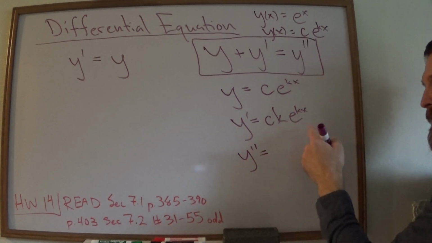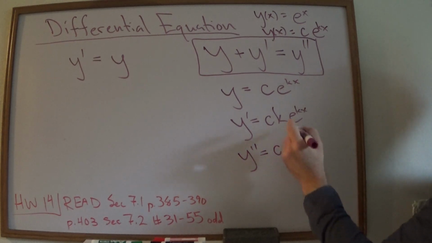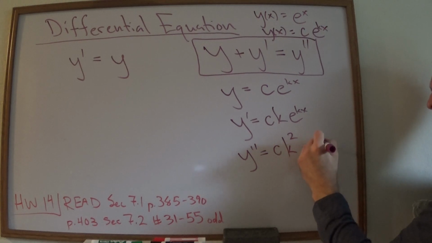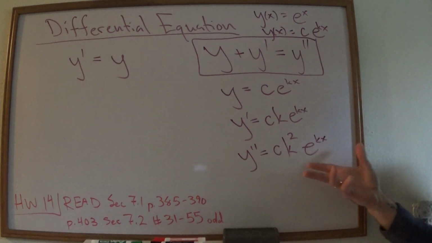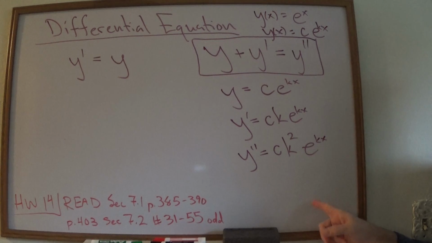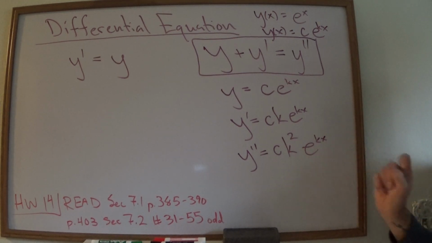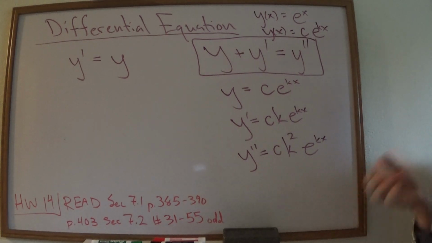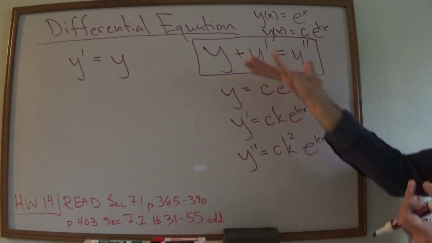c times k times k, or how about k squared, times e to the kx. And you see, the more you start dealing with these, the more you start to see quick patterns, and you can just pick this stuff up real quick. And it's like, okay, well, is this true? Can we find a k or a c that makes this true? So let's just plug it in and see.